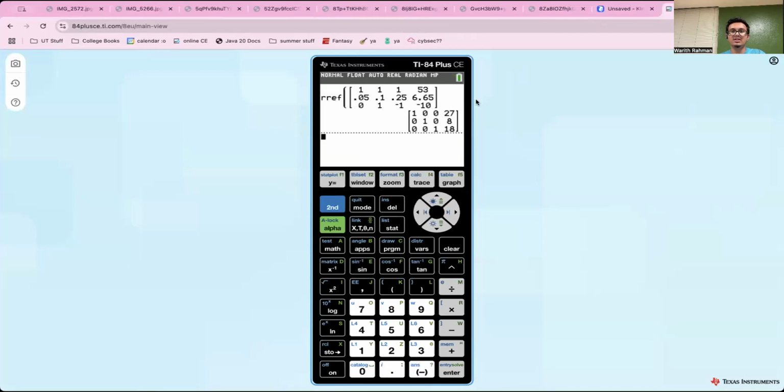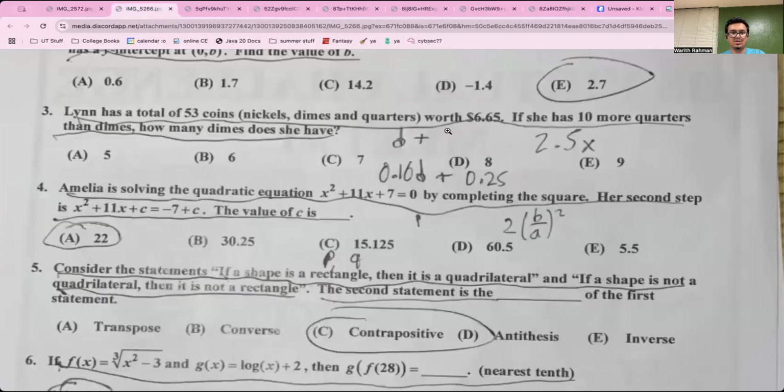Now, what does this result mean? 27 nickels, 8 dimes, 18 quarters. We're asked to find the number of dimes, and that should be 8, D.